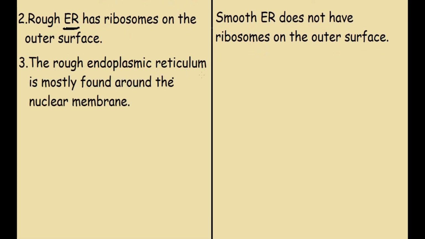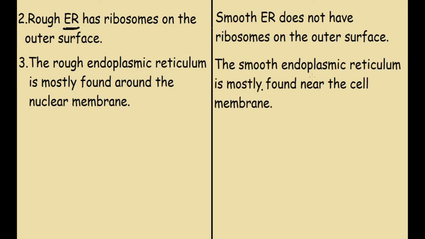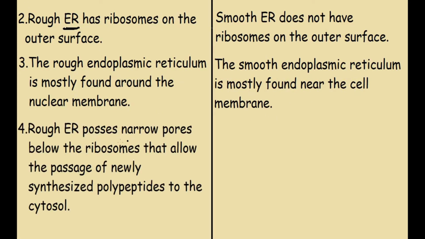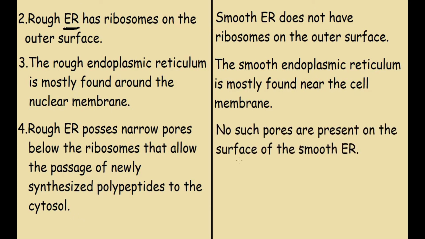The rough endoplasmic reticulum is mostly found around the nuclear membrane, while the smooth endoplasmic reticulum is mostly found near the cell membrane. The rough endoplasmic reticulum possesses narrow pores below the ribosomes that allow the passage of newly synthesized polypeptides to the cytosol, while no such pores are present in the surface of the smooth endoplasmic reticulum.